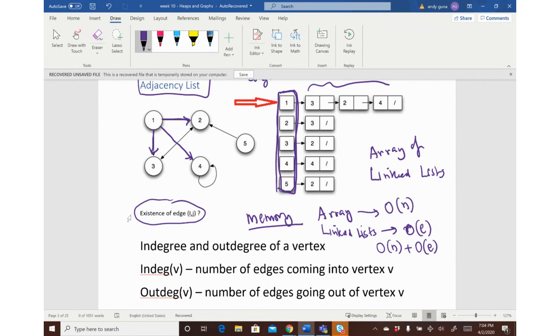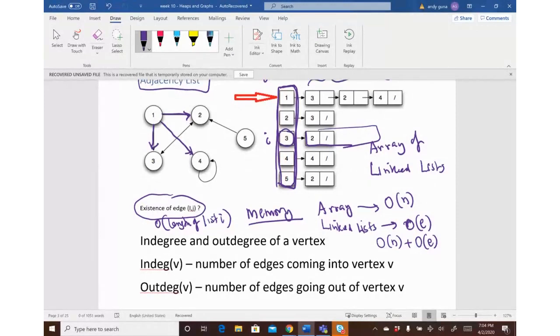It's not E. In fact, if you're given the ith node, all you have to do is go through the length of the ith list, whatever that length is. So the existence of an edge ij can be checked in order of the length of list i. You have to go through that entire list to find out.